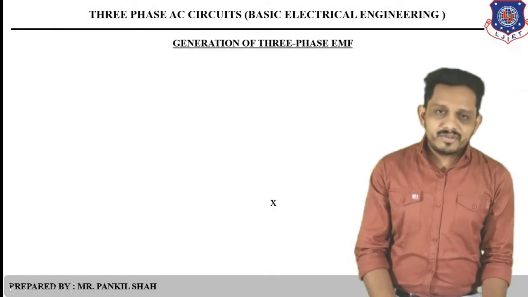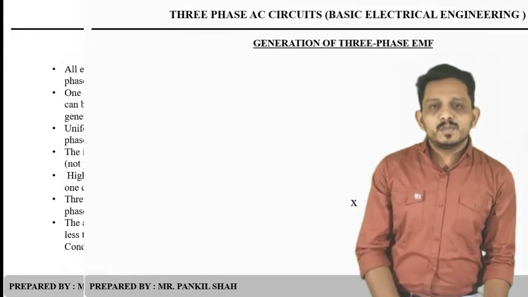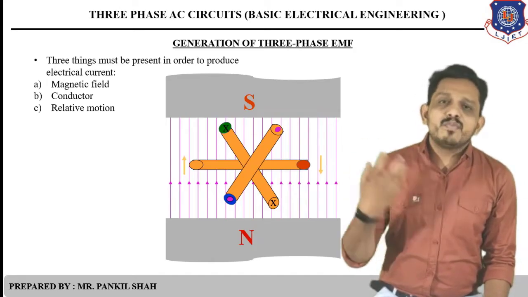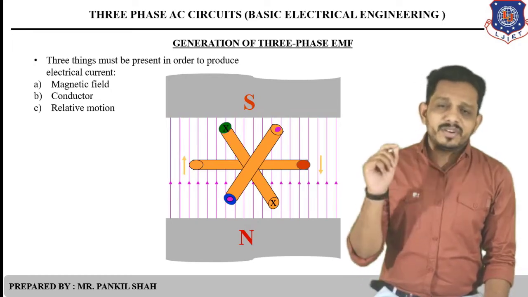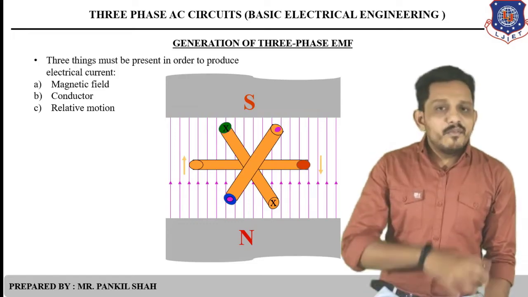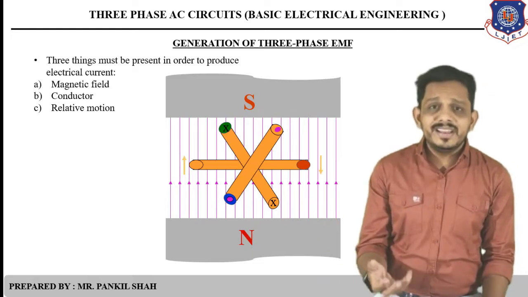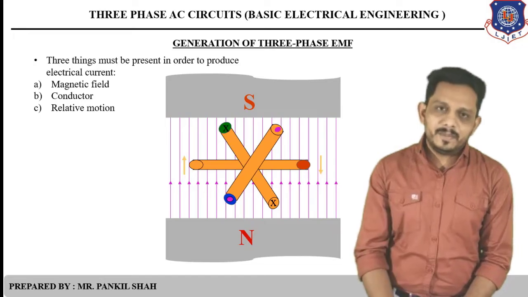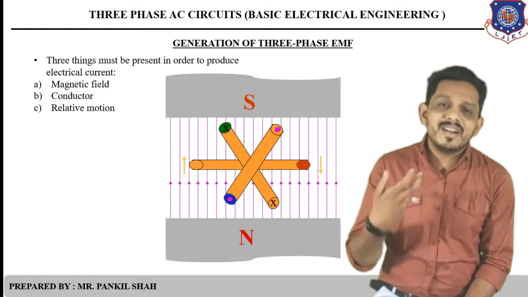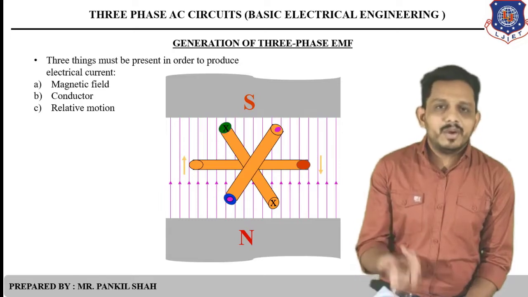So to generate electricity in a three-phase manner, or you can say to generate the EMF or the voltage in a three-phase manner, the generation of three-phase EMF requires three important things. First important thing to generate three-phase EMF is the magnetic field. Without a magnetic field, or you can say electromagnetic field, electricity cannot be generated. So obviously you must require a magnetic field. Once you have a magnetic field, still you cannot generate electricity because you must have a conductor placed in that magnetic field. So the second most important thing that you must have is the conductor.